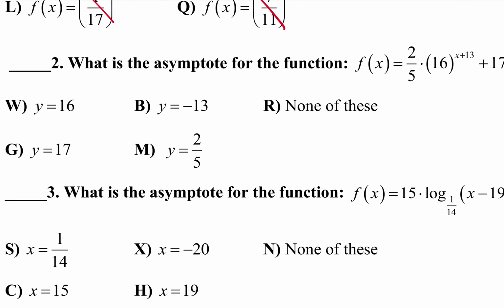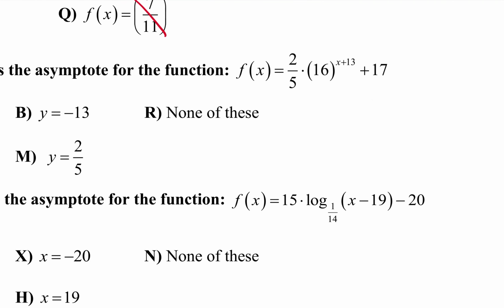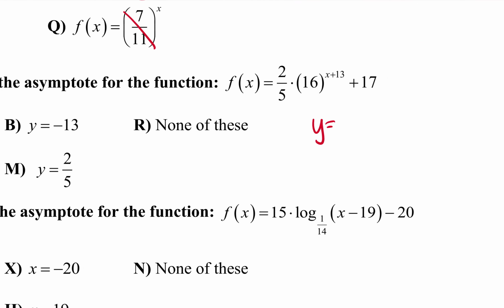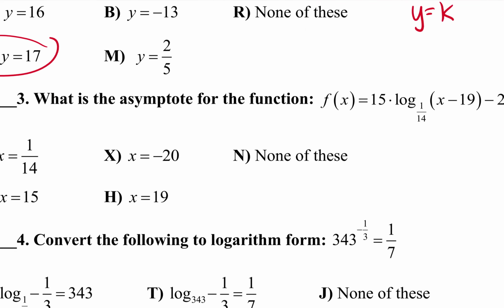Number 2, what is the asymptote for the function? Okay, so on exponential functions, my asymptote is k. Whoa. So asymptote y equals k, which on this one is 17. So look at that. G is my answer. That was easy.